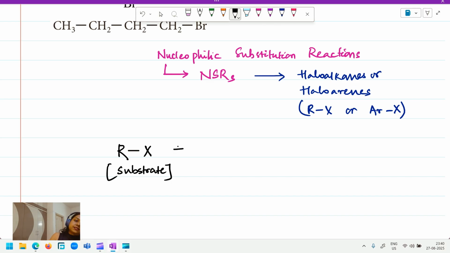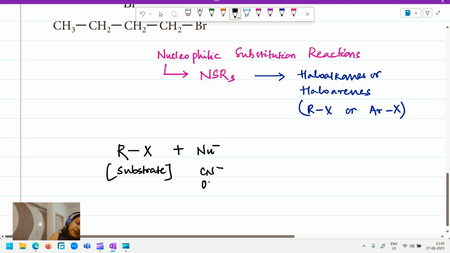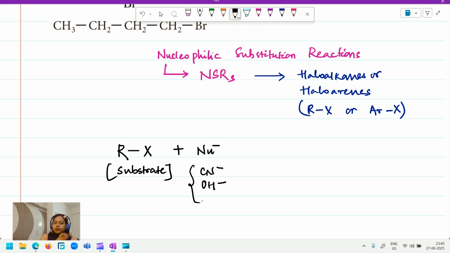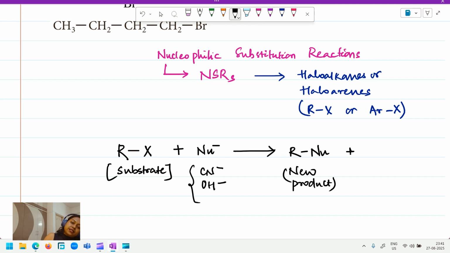With this, if we add a nucleophile, that nucleophile, Nu minus, could be any nucleophile. For example, it could be cyanide or hydroxide, with a lone pair of electrons or with a negative charge. Essentially, our nucleophile should be electron rich. And what is the substitution that we see here? The nucleophile replaces the halogen, takes its place, and this is the new substitution product we get, R-Nu plus X minus.